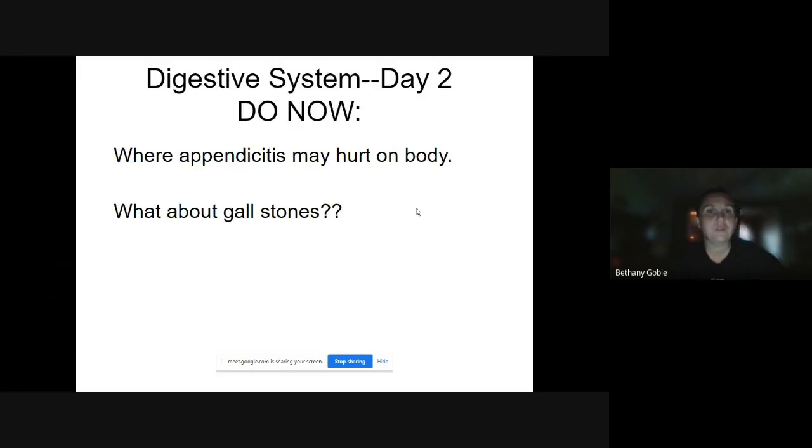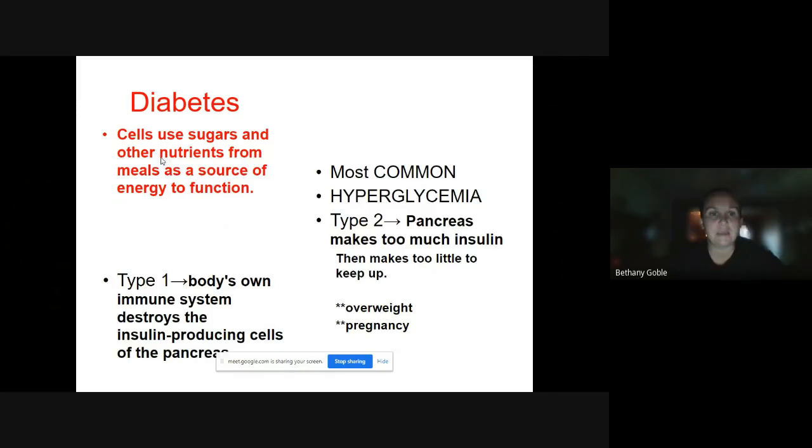Okay, so first we're going to talk about diabetes. So what is diabetes? In our body, our cells use sugars and nutrients from meals as an energy function. So we need sugar. I'm not talking about go eat Sour Patch Kids and that kind of stuff, but we need natural sugars. We get a lot of natural sugars from fruits, right? We need it as some sort of energy.